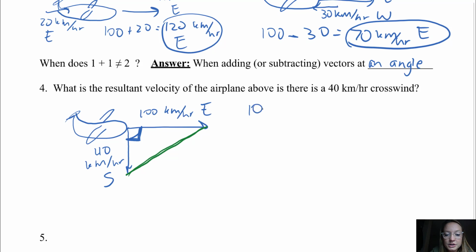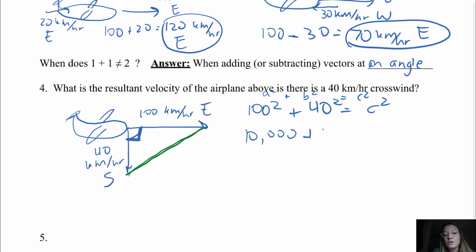So you can do 100 kilometers per hour east squared plus 40 kilometers per hour south squared, and that will give you c squared. This is a squared plus b squared equals c squared. So now all we have to do is plug this into our calculators really fast. This should be like 10,000 plus 40,000, equals c squared, and then we have to take the square root of that, which you all should do, and it should come out to be, I think if I'm right, and I could be wrong, about 108-ish. Yes, hopefully that's right.